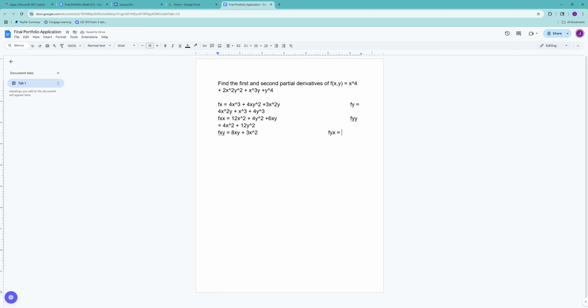Finally, to solve for f of y x, we would just find the derivative of x for the f of y, which would be 8x times y plus 3x to the power of 2. And then for the last portion, it would be 12y squared.